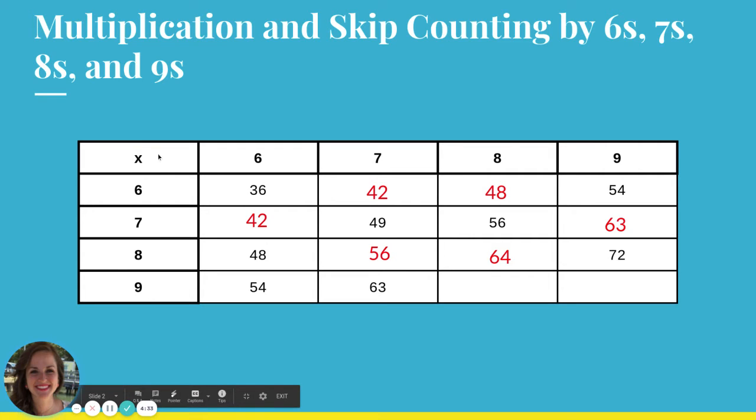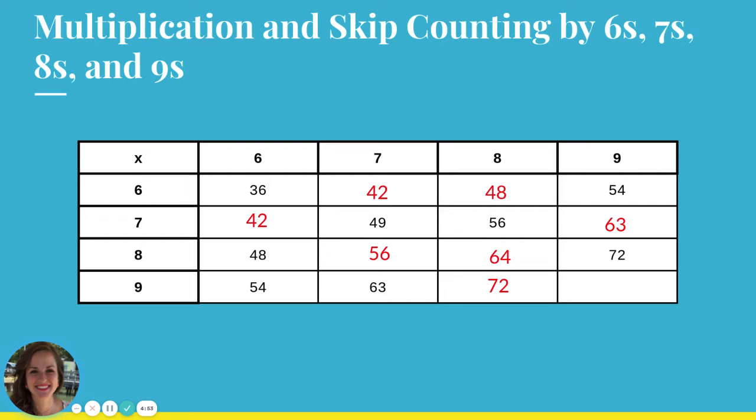So I have 9 times 8. 9 times 8 is, or you can just add 8. So you can do 48 plus 8, 56. 56 plus 8, 64. 64 plus 8 is 72. And now we only have one left.